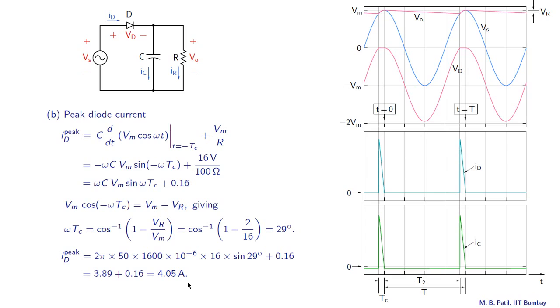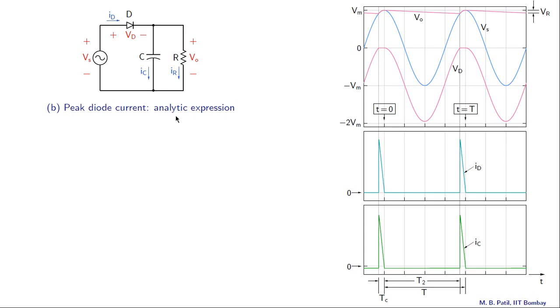One important thing to note here is that the maximum capacitor current is much larger than the average resistor current, and that we can also see from this figure here. That is the maximum capacitor current, and this value here, the one which is going negative, is the average resistor current.